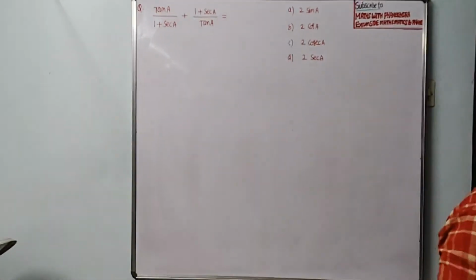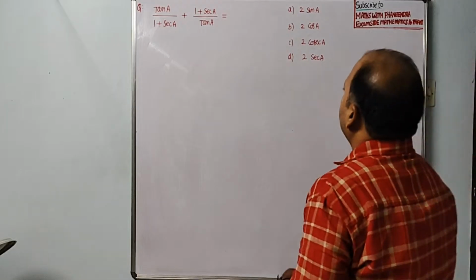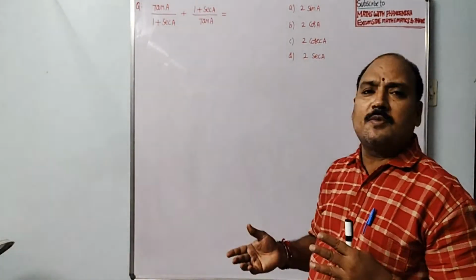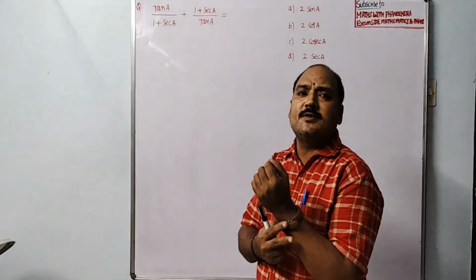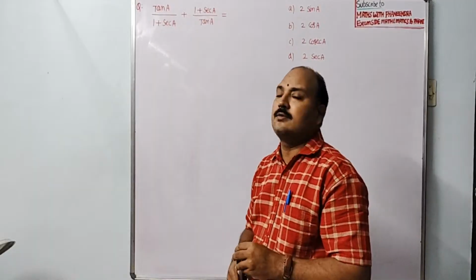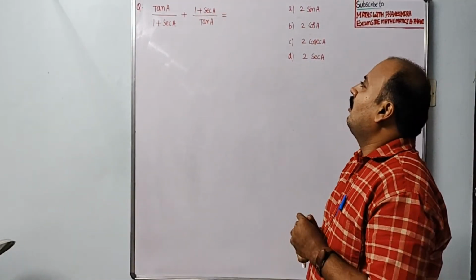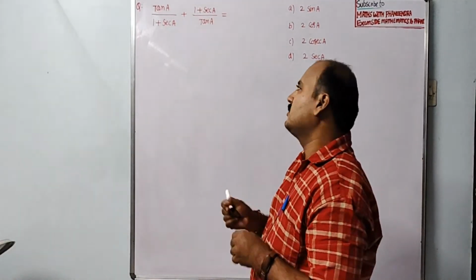See, the answer is in terms of sine and cos and the reciprocal of cos, reciprocal of sine, so you need to convert all in terms of sine and cos. That is better. My suggestion is first you need to simplify and then do it.